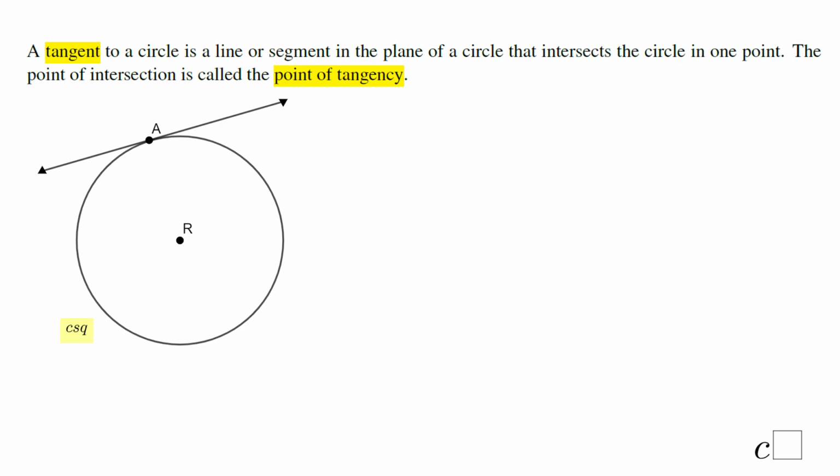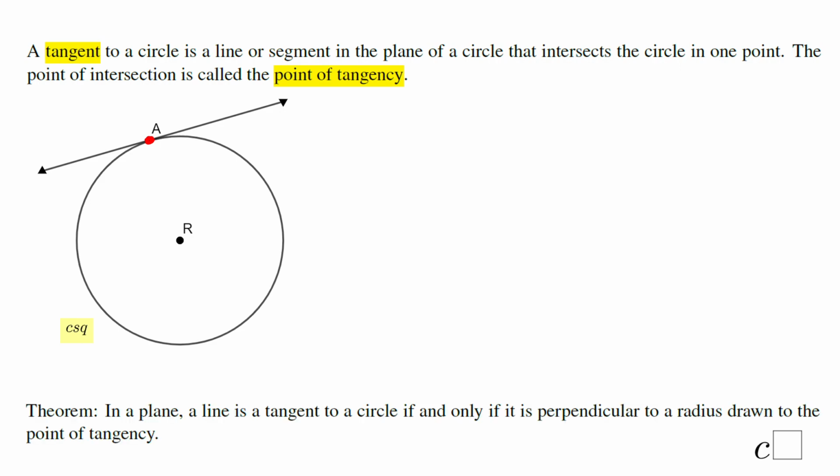In this lesson we'll talk about tangents, and you have here the definition of a tangent. A tangent to a circle is a line or a segment in the plane of a circle that touches the circle. Touches means only one point, like in this case you see this point A. This point is called the point of tangency.